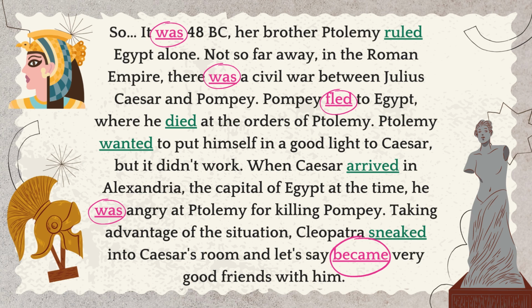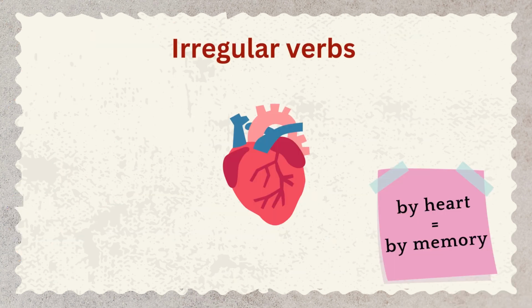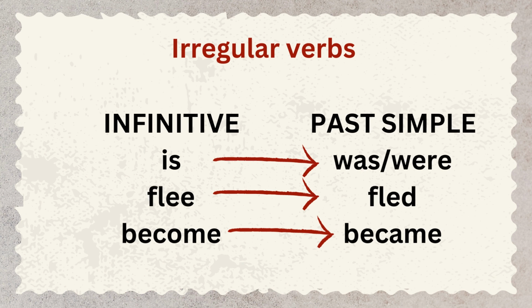These verbs are irregular. They don't follow any rules. It means that you have to learn them by heart. Is, was, flee, fled, become, became.